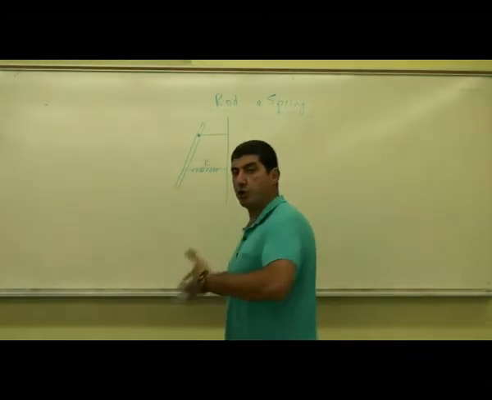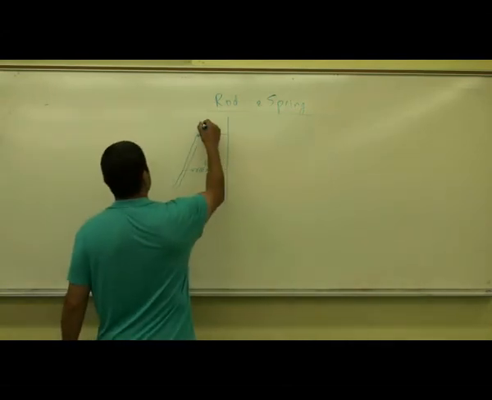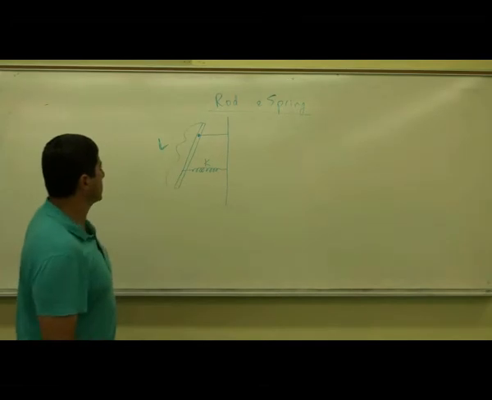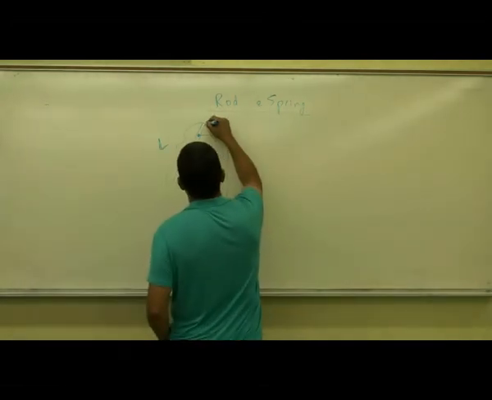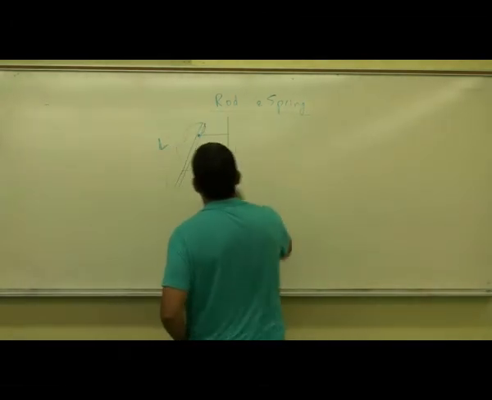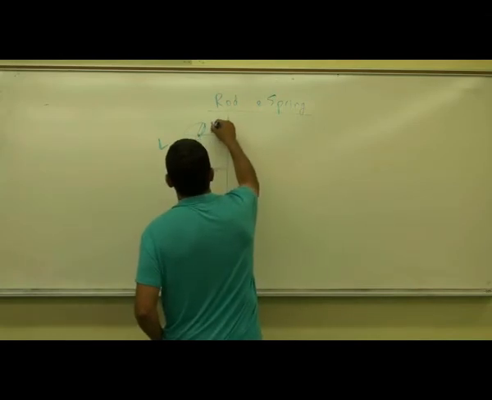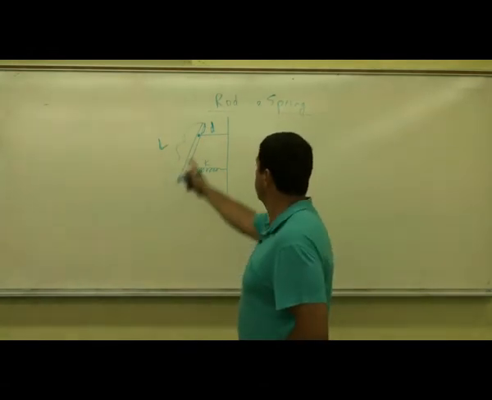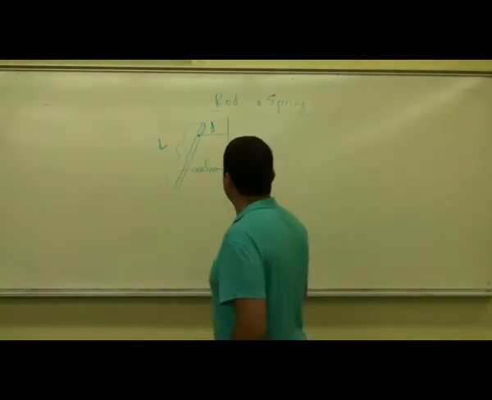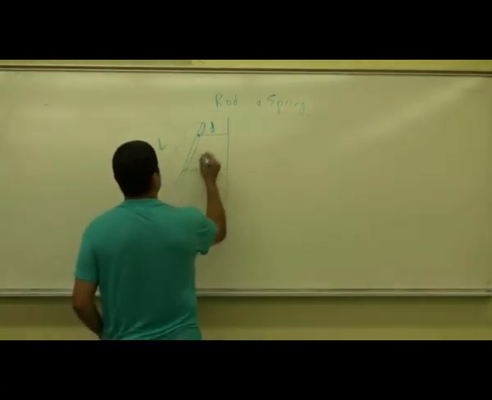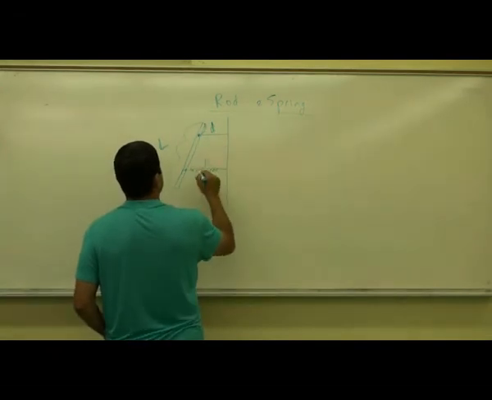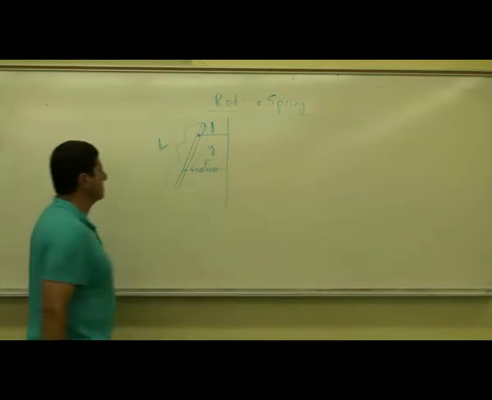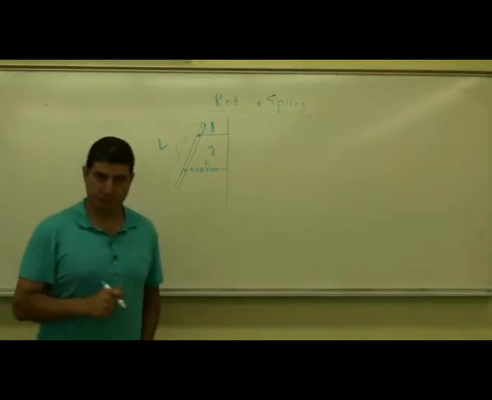So how do we go about this? Let's say the length of the rod is L, and let's say the distance from here to here is equal to D. So the pivot point is a distance D away from the top end of the rod, and let's say the spring is connected at some distance here. Let's call that Y.